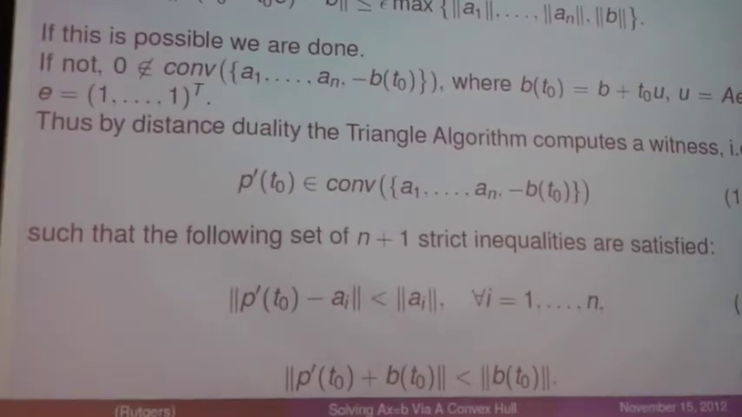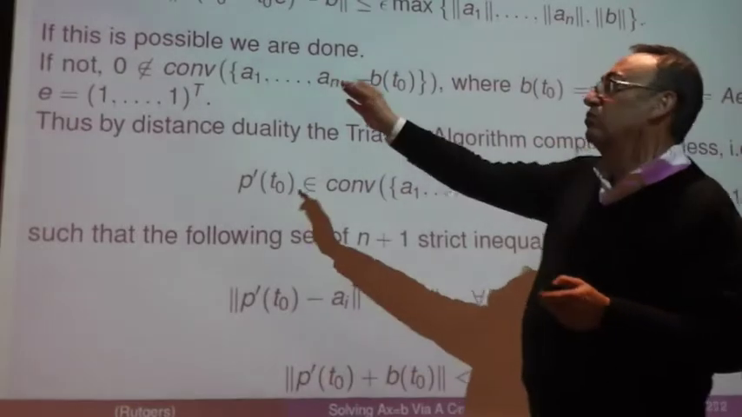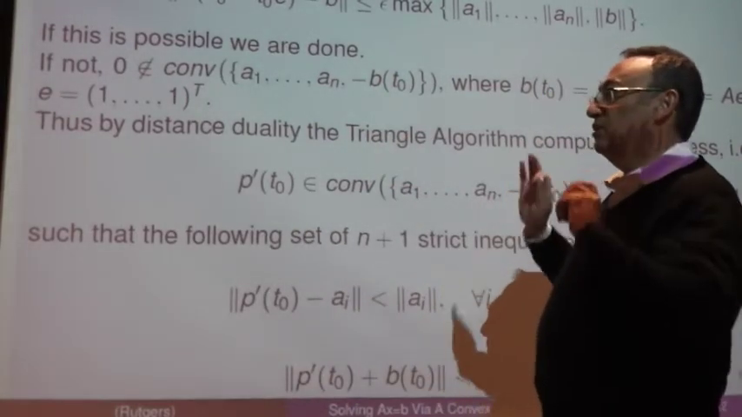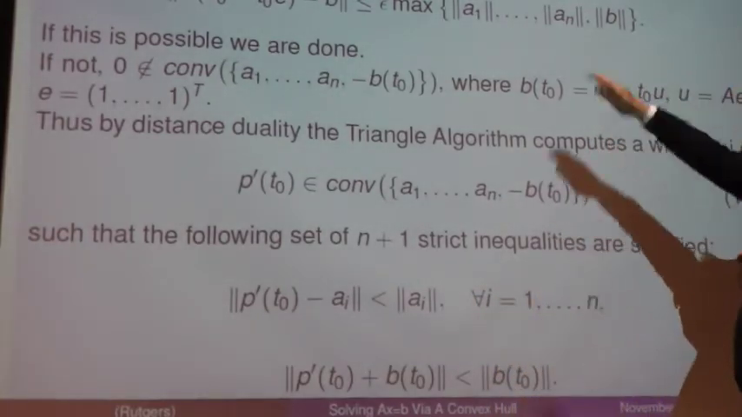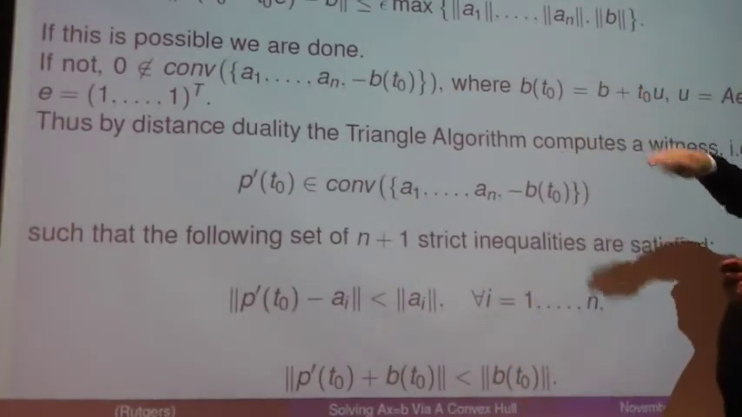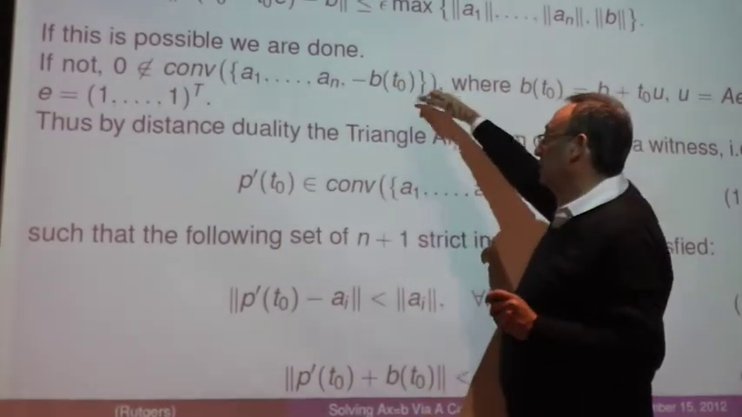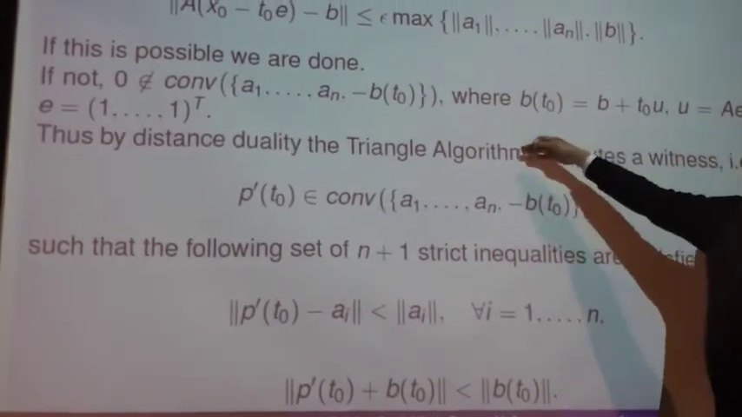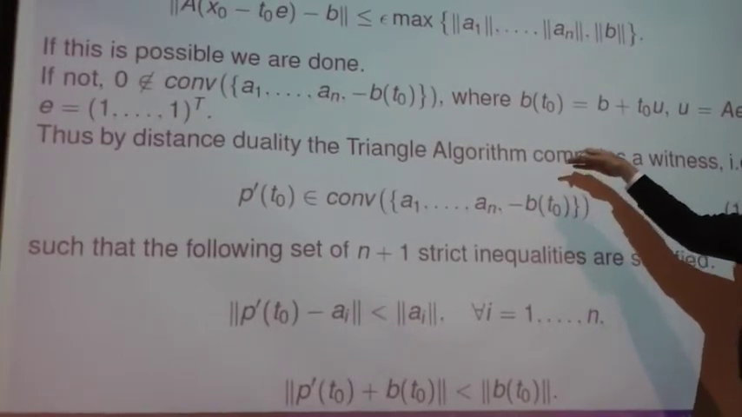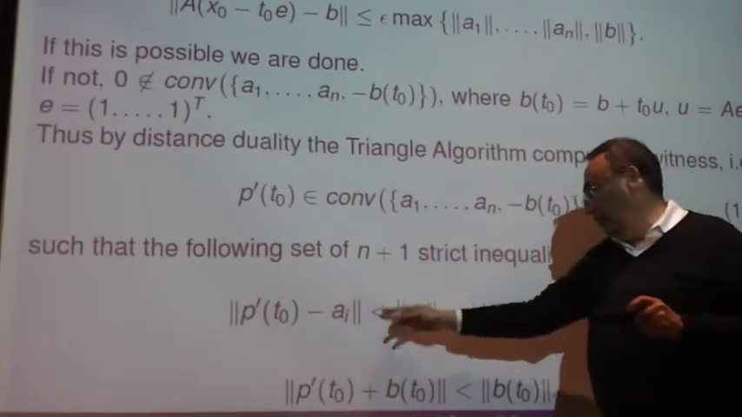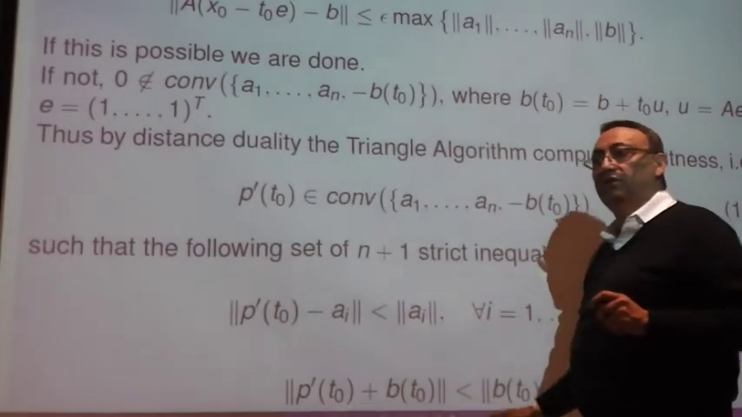Now in this incremental approach, let me summarize again here. I try to solve Ax equals b as if it has a non-negative solution. I use the two-phase triangle algorithm. If it doesn't fail, I'm done. If it fails, then in the process and by the duality, I have computed the witness, which means I have a point satisfying these strict inequalities.